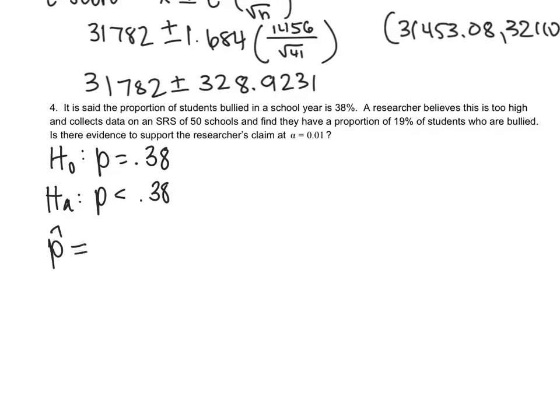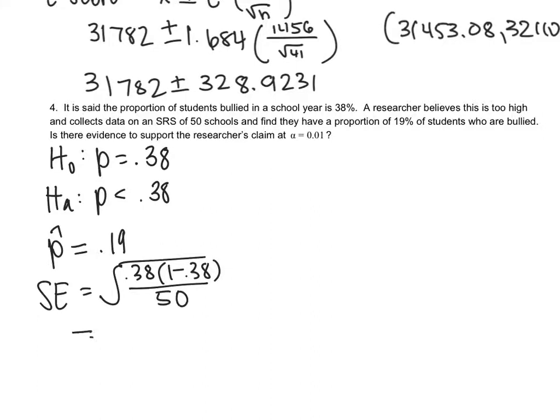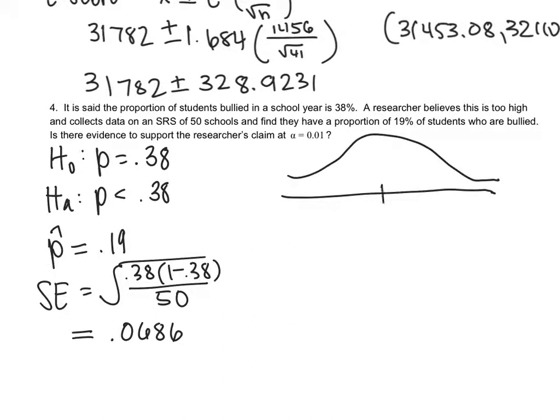Our p-hat that we're looking at is 0.19. And then our standard error, we use the population proportion to calculate. So 0.38 times 1 minus 0.38 all over 50 underneath the square root, which is going to give us a standard error of 0.0686. So if we're looking at our curve, our proportion is 0.38 and our sample proportion is 0.19. And we're trying to see if we're below that.